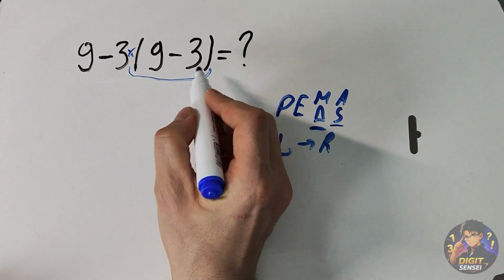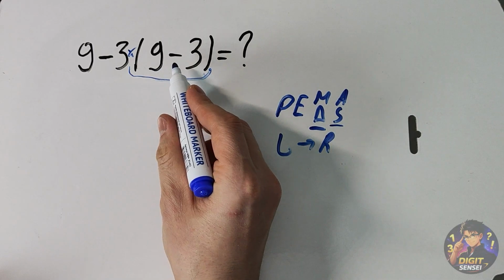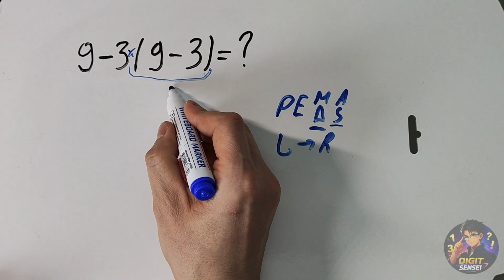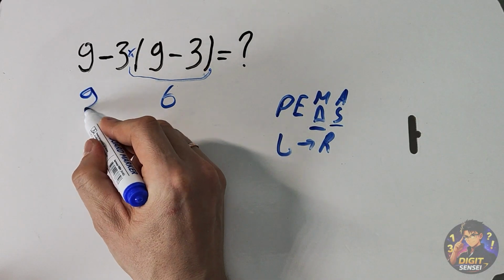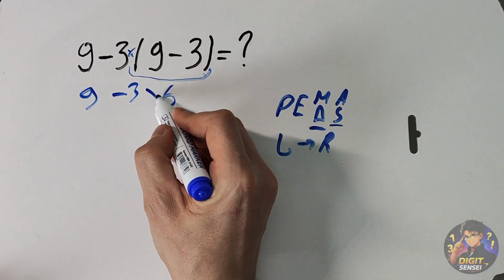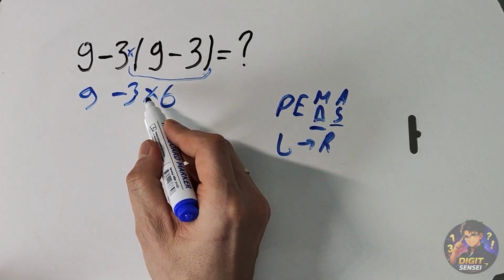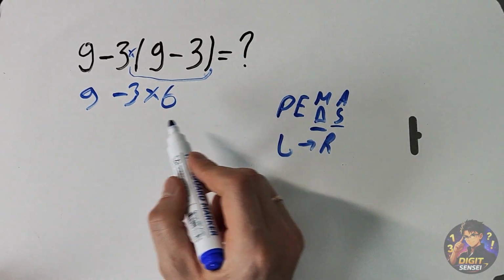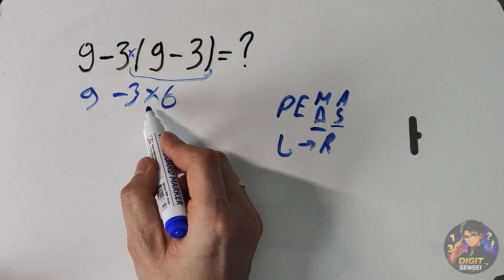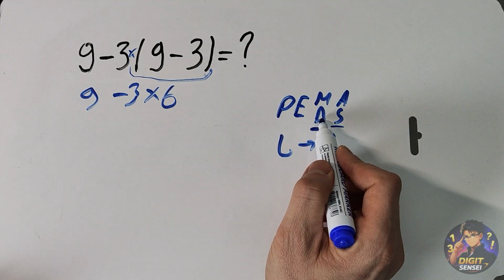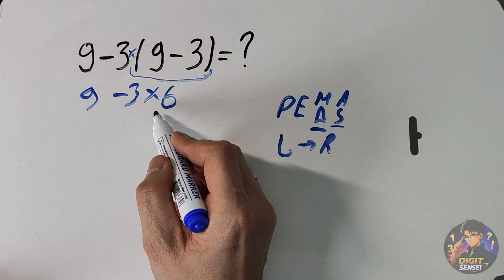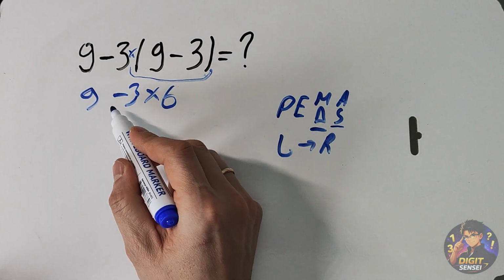So first we have to do this parenthesis. Inside this parenthesis we have 9 minus 3, which equals 6. So 9 minus 3, then times 6. Now we have one subtraction and one multiplication. According to the PEMDAS, multiplication has higher priority than subtraction, because multiplication comes before subtraction. So here, first we have to do this multiplication.